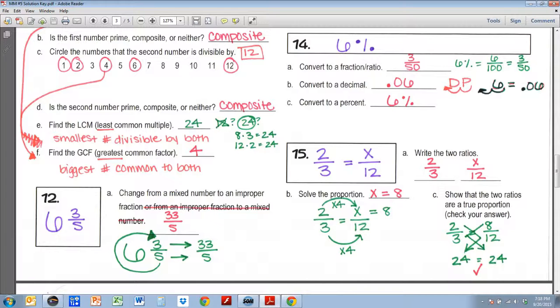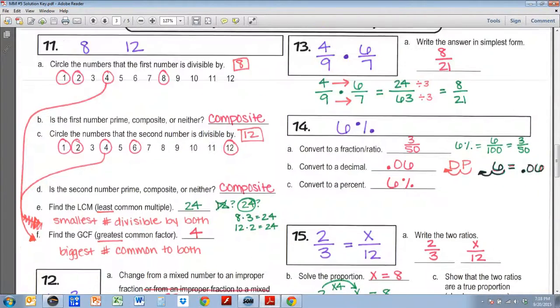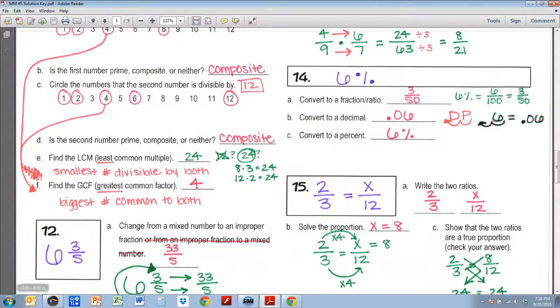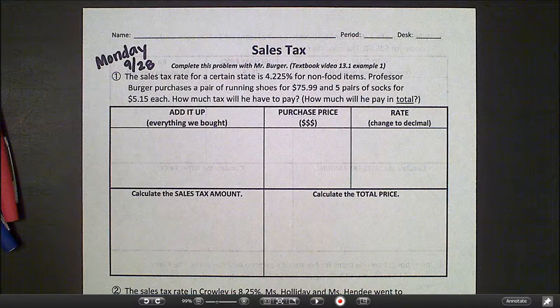And the way we can check it is putting the two ratios next to each other, cross multiplying, and seeing if we get the same answer. And in this case down here, you get 24. So you should have all of this filled in. Please make sure that you have everything corrected. And then I want you to go ahead and set that to the side.